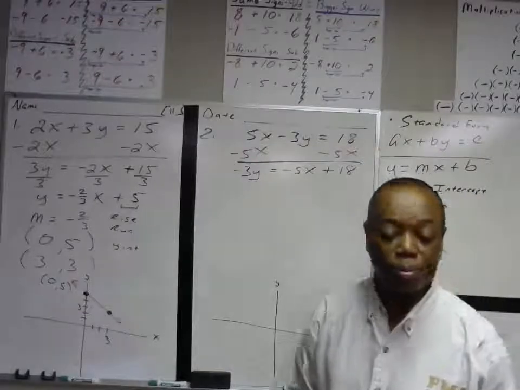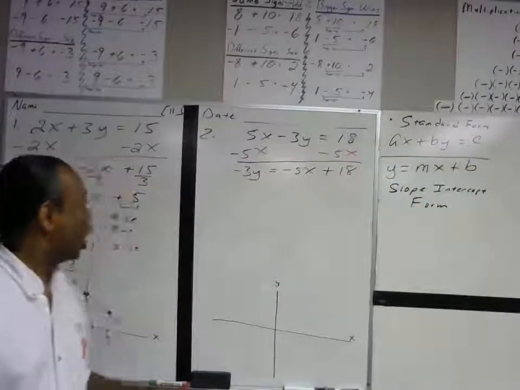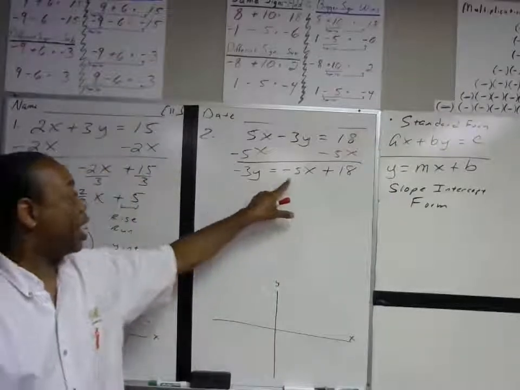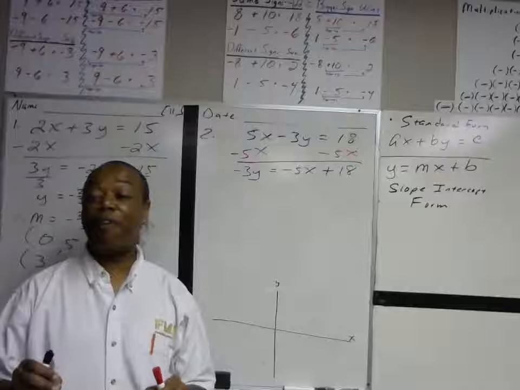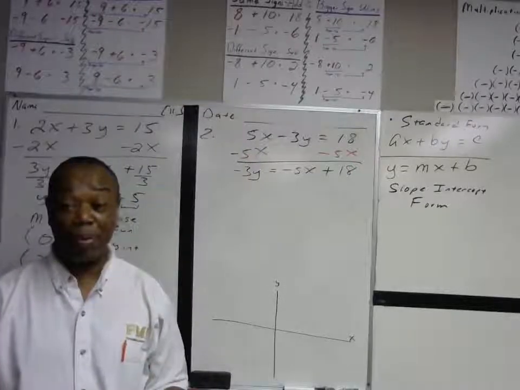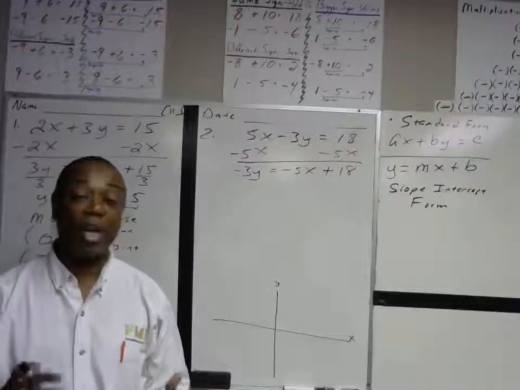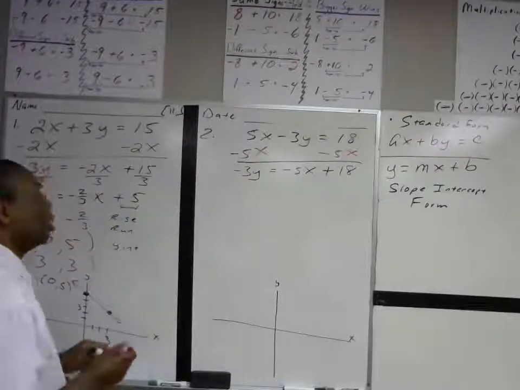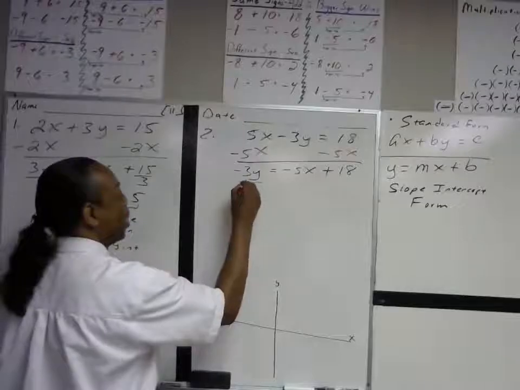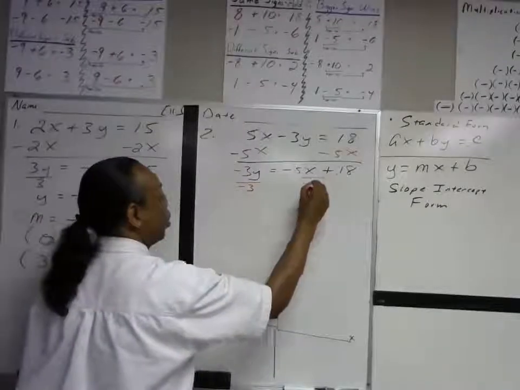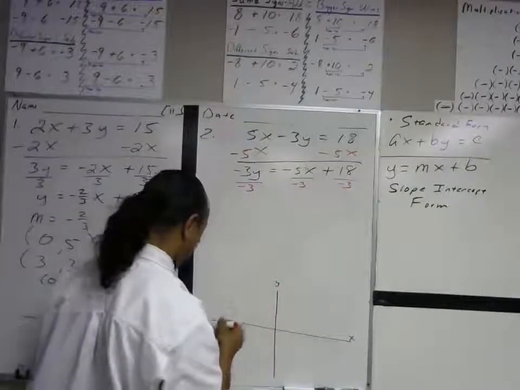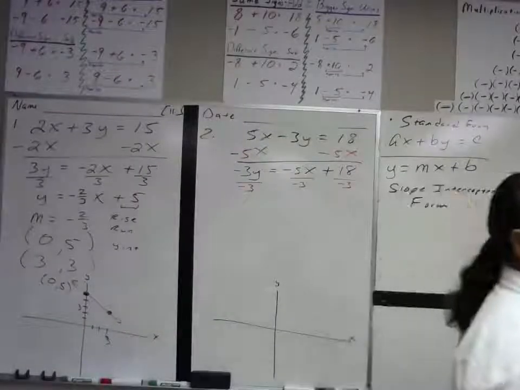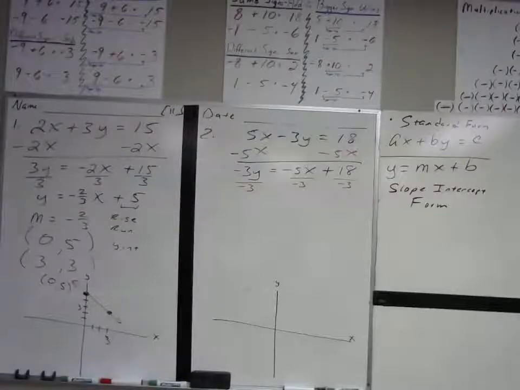Okay, from here, I want to get the y by itself so we can get our slope-intercept form. So I'm going to divide everything by negative 3. Now be careful, we are dividing by a negative number. So you got to be careful. Negatives are going to give you the hardest time as an algebra student. So divide by negative 3, divide by negative 3, divide by negative 3.